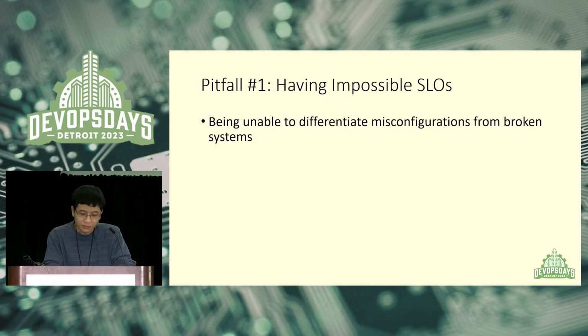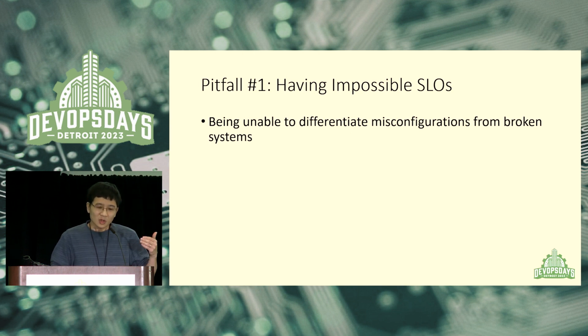And so the first pitfall we identified was having impossible SLOs. What I mean by an impossible SLO is being unable to differentiate an allowed misconfiguration from a broken system. This was really troublesome for us because customers are free to modify their cluster after they install it. That can include modifying network firewalls on their cloud provider, running applications, running DR tests.